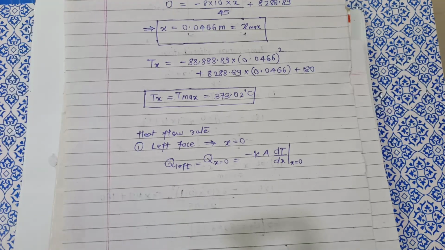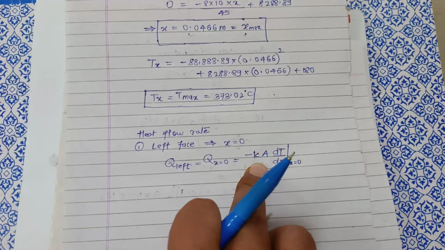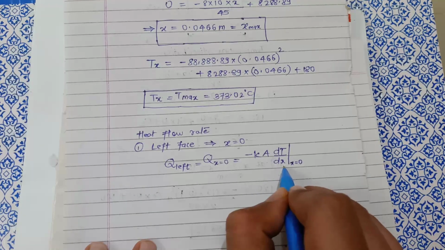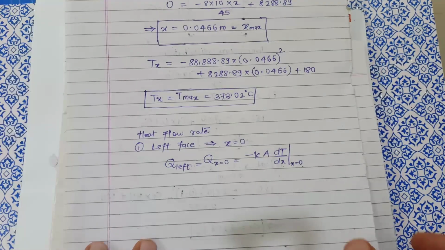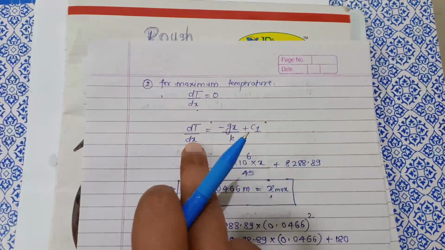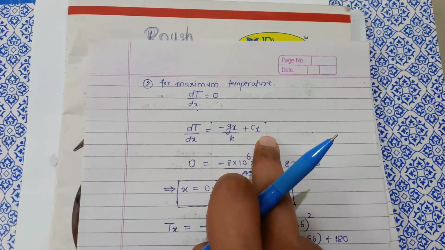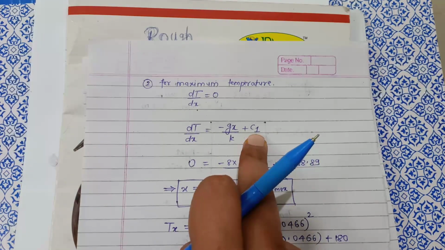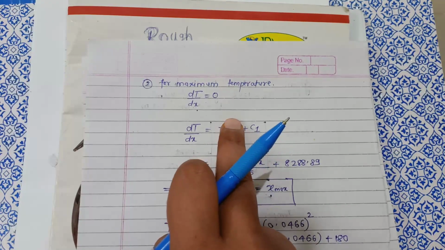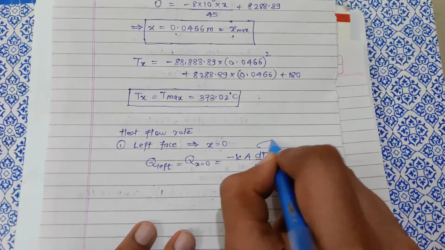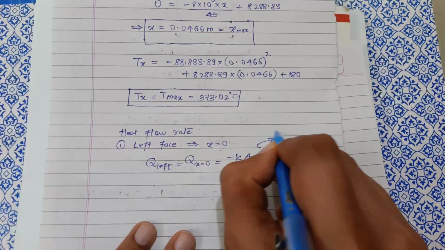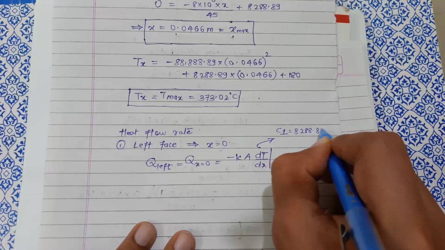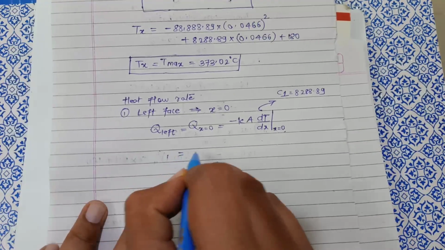We can consider the area to be unity because it has not been given. K has been specified to us. Now we need to determine dT/dx at x equals 0. What we see over here is dT/dx is minus gx by k plus c1. So at x equals 0, dT/dx will be exactly equal to c1 because the first term becomes 0. So dT/dx at x equals 0 is equal to c1, which is 8288.89.